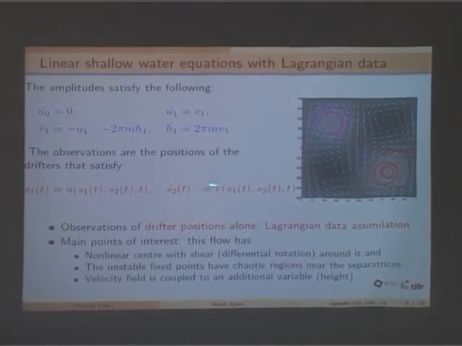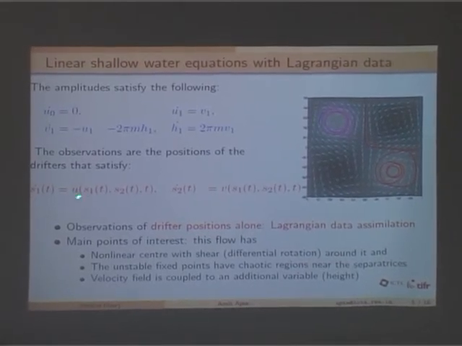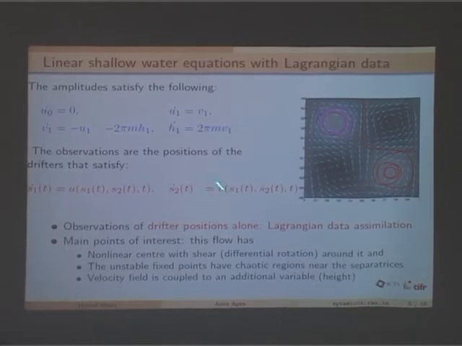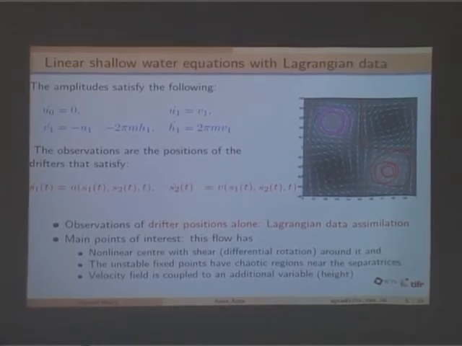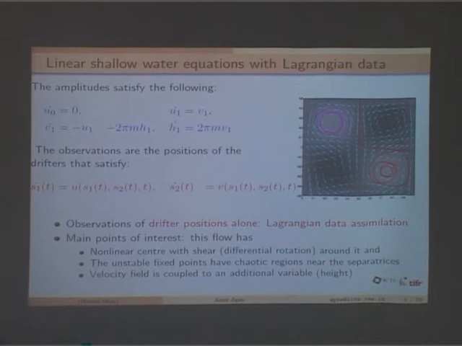And remember, U and V are basically Fourier modes. So these are nonlinear equations. And in fact, they are chaotic, well, somewhat. So I'll show what kind of chaos they contain and so on.